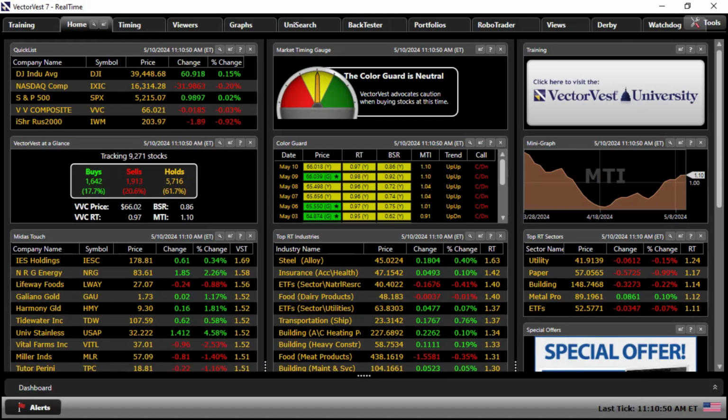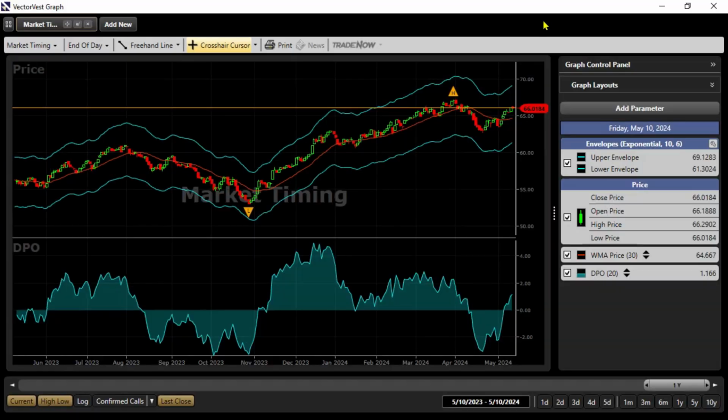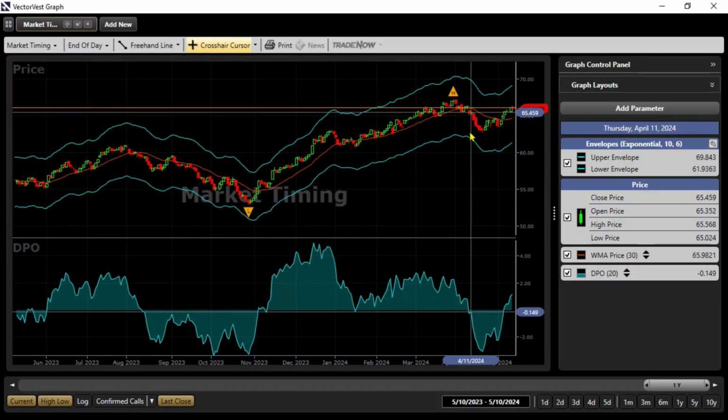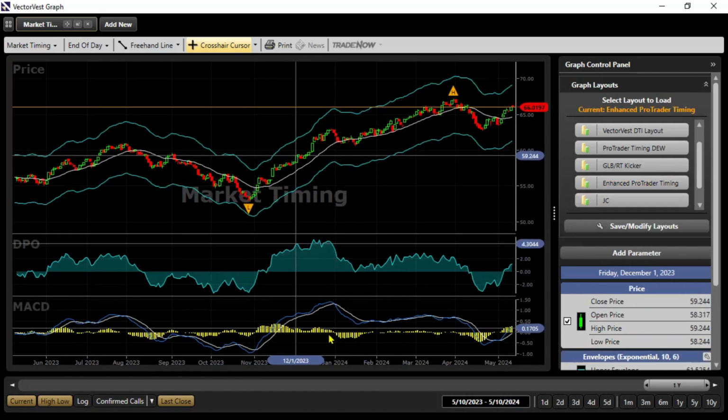All right, so here we are at the home page, and to get there, pretty simple. We can just go right up here to the timing tab. From there, market timing graph. And once this populates, I've already got it on here, but over here on the right, should yours not have it yet, you can choose from the layouts, and we have the ProTrader Timing DEW, which is the base system itself. We also have the enhanced ProTrader Timing that we might look at a bit later, just because it adds, when I click on it, the benefit of the MACD at the bottom here.